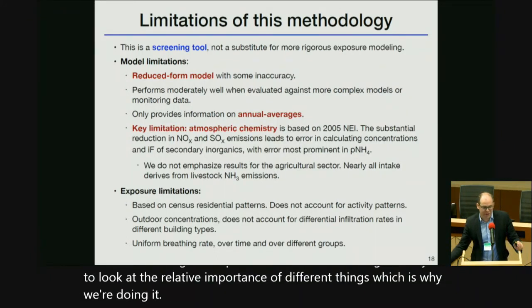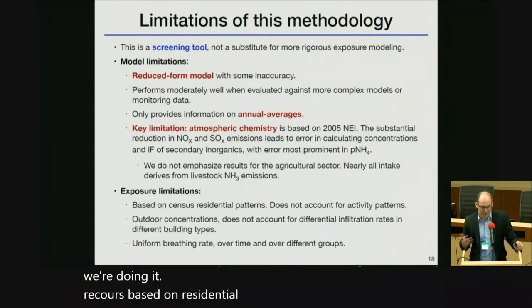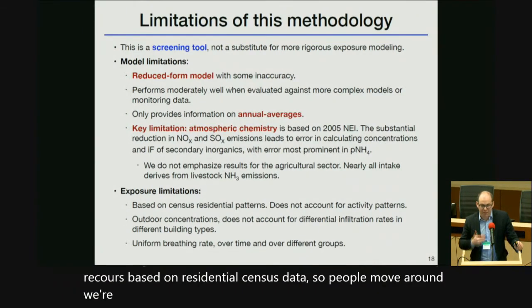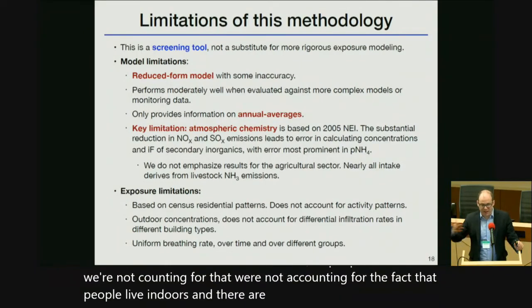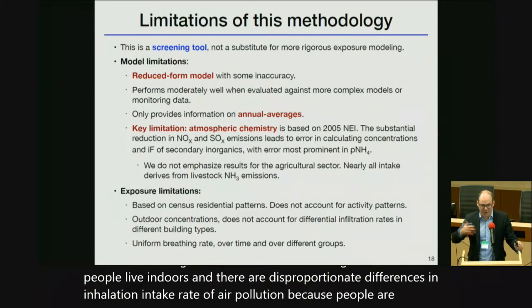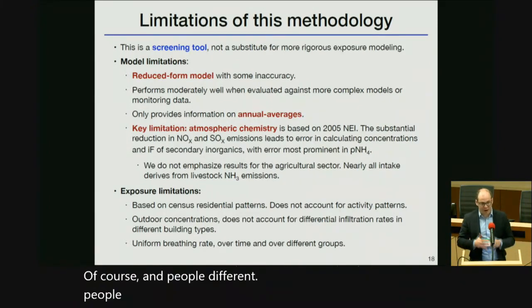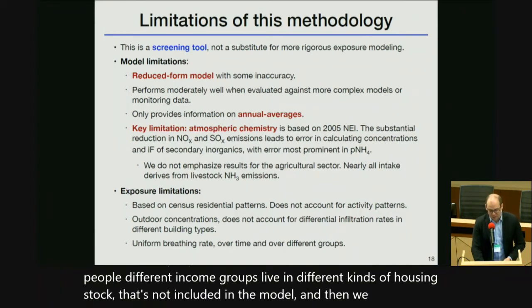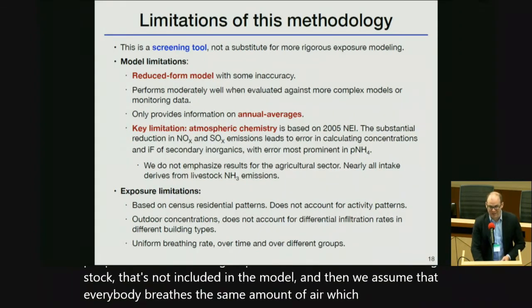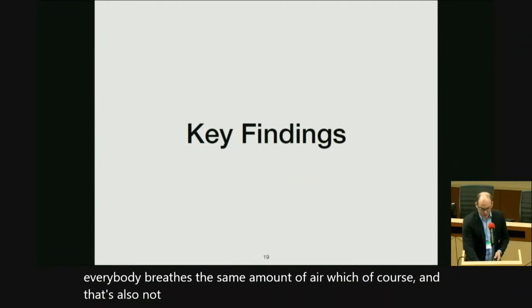We're, of course, based on residential census data, so people move around. We're not accounting for that. We're not accounting for the fact that people live indoors, and there are disproportionate differences in inhalation intake rate of air pollution because people live indoors, and people in different income groups live in different kinds of housing stock. That's not included in the model. And then we assume that everybody breathes the same amount of air, which of course is also not quite true. Let's move on to the findings.